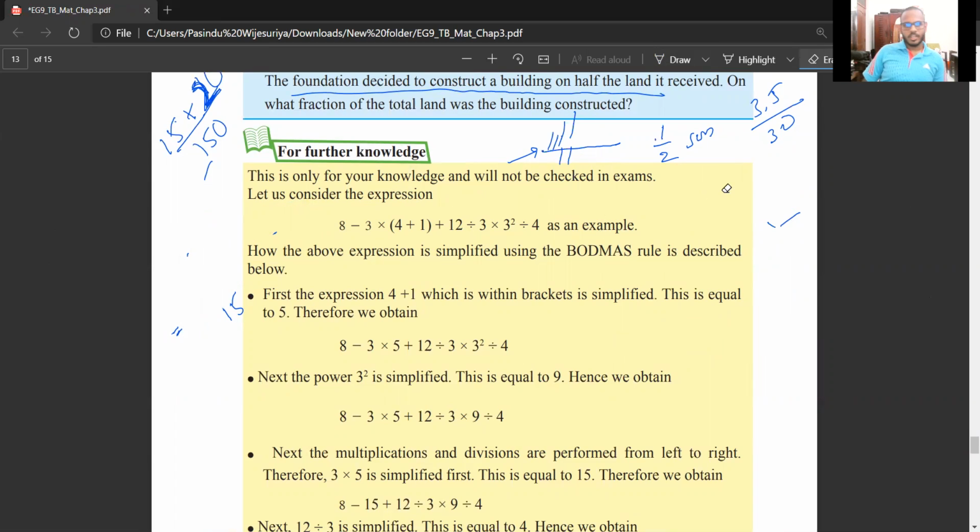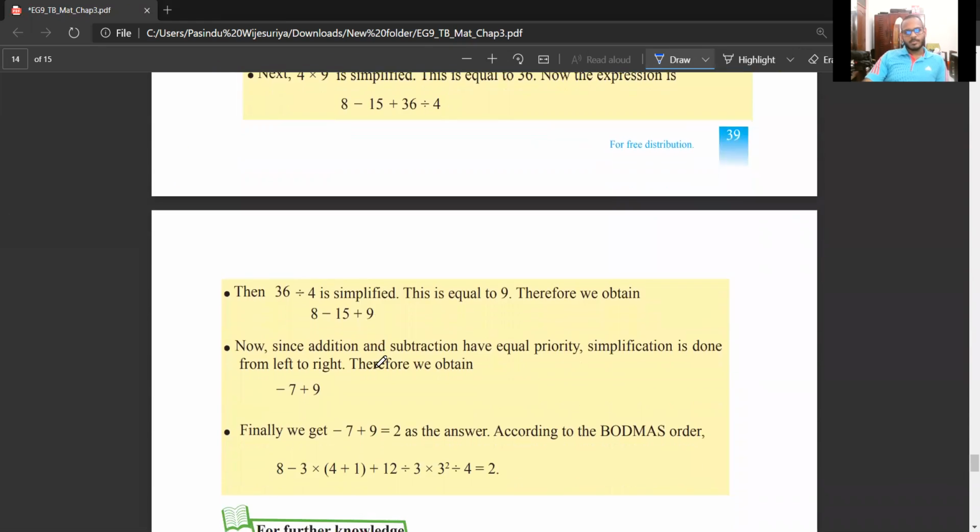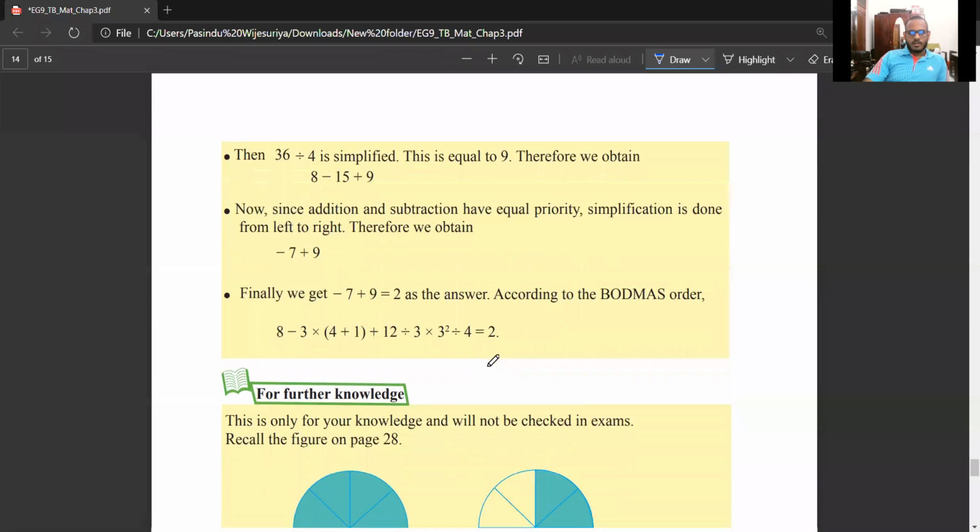For further knowledge, here is how expressions are simplified using the BODMAS rule as described below. So we need to remember BODMAS. These are the tips that I want to give you. This is just simple ideas that we have given.